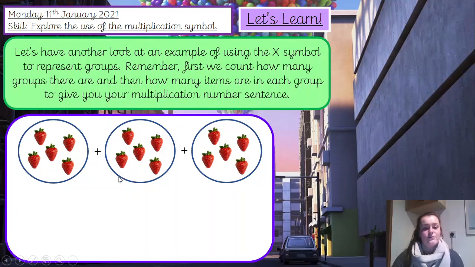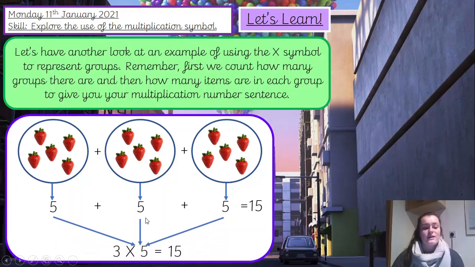Okay, so we know, first we're going to count how many groups there are. So we've got 1, 2, 3 groups, and in each group we've got 1, 2, 3, 4, 5 strawberries. So we know they're equal. So if we were doing repeated addition, it would be 5 add 5 add 5 equals 15. So that means there are 15 strawberries altogether, doesn't it? If we then wanted to move that into multiplication, we take the 3 lots of 5 and put our 3 at the front, multiplication symbol, and then the number of items in each group. So we've got 3 groups times 5 in each group equals the total number, which is 15. So we've added them all together, or multiplied them all together in this case. Well done if you got that, good job.